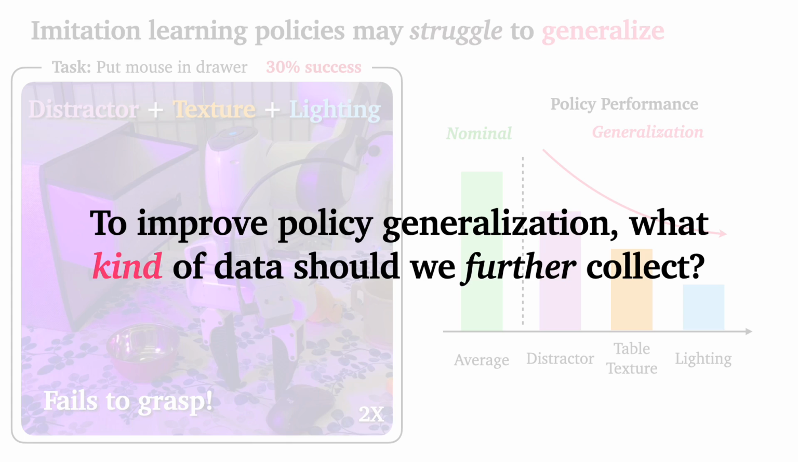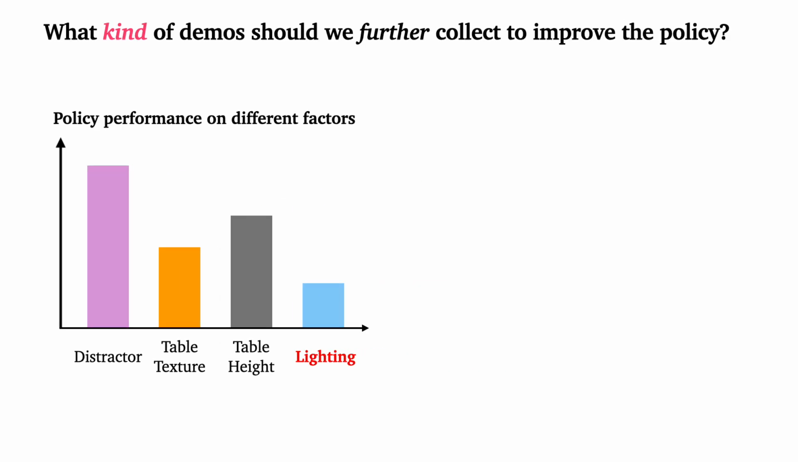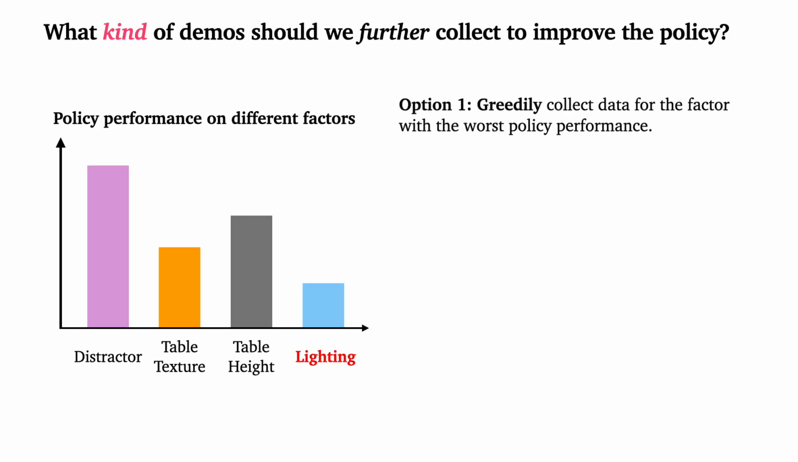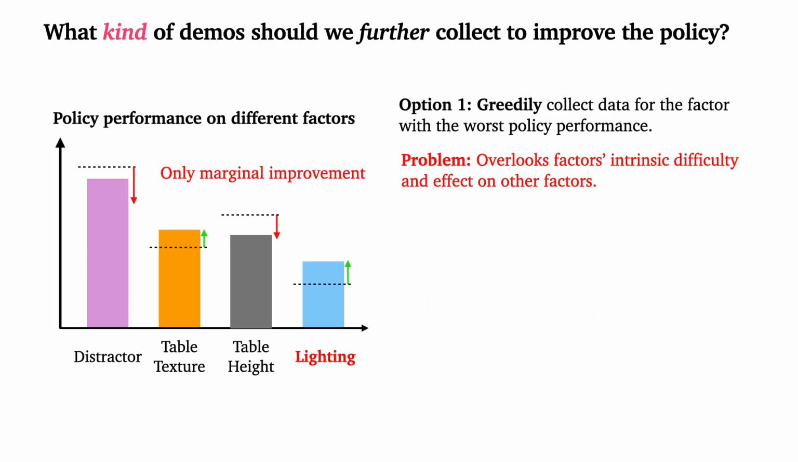This brings us to the central question. In order to improve the policy generalization, what kind of data should we further collect? The first option is to greedily collect data for the worst factor. However, this overlooks factor intrinsic difficulty and effect on other factors, thus leading to only marginal improvement.